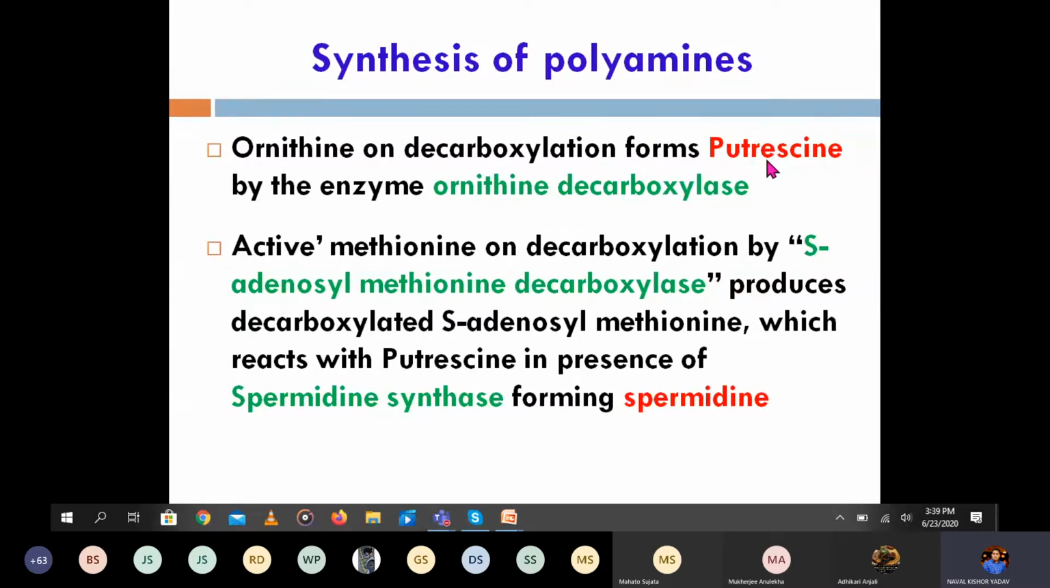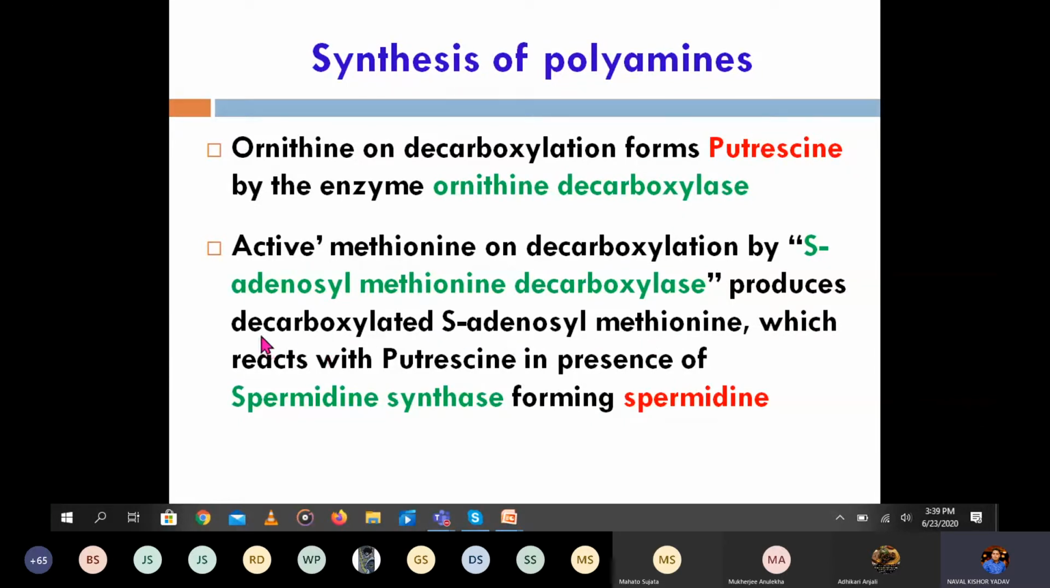Now this putrescine forms the spermidine. Putrescine combines with decarboxylated S-adenosyl methionine, and with the help of the enzyme spermidine synthase it forms spermidine. Spermidine synthase helps form spermidine from putrescine plus decarboxylated S-adenosyl methionine.